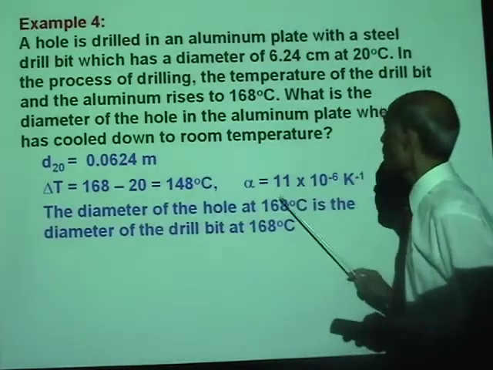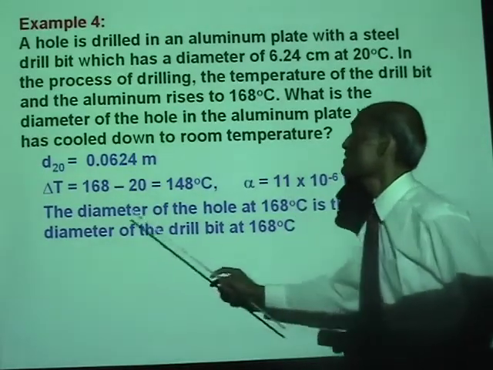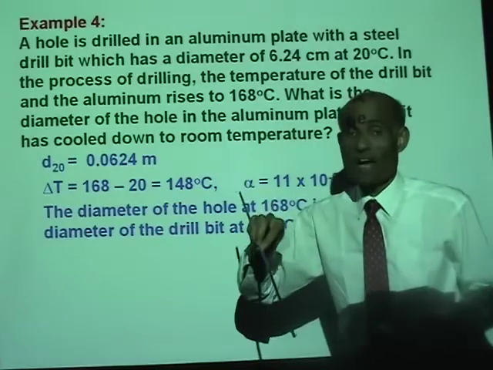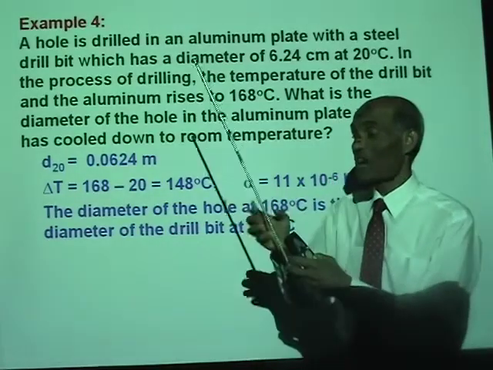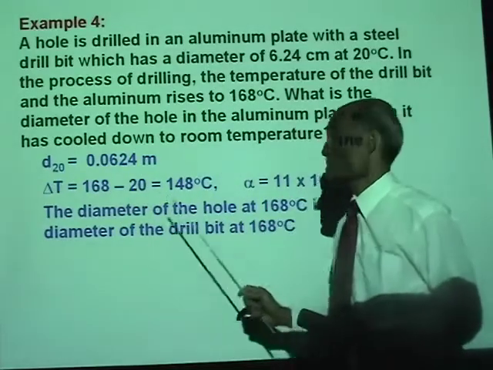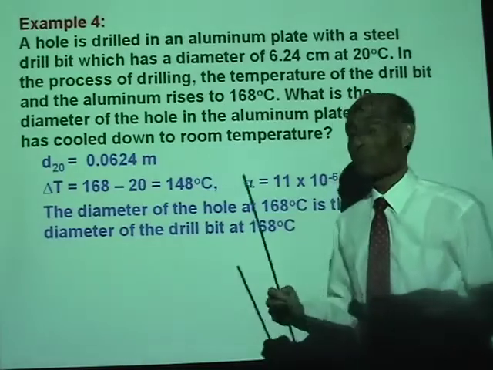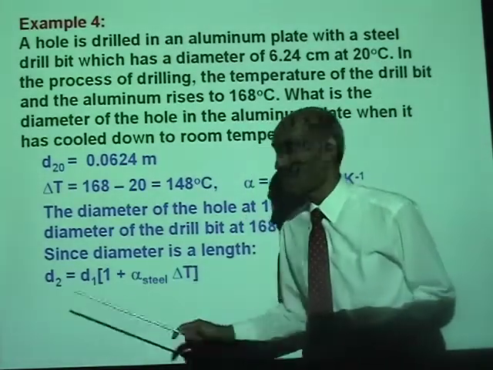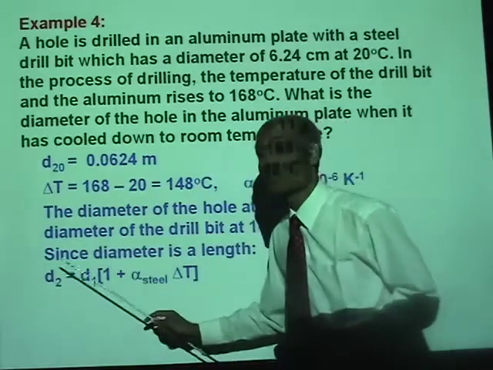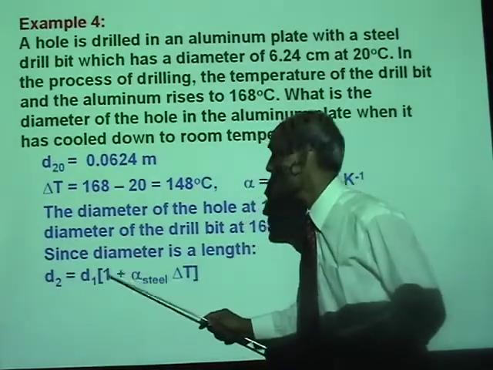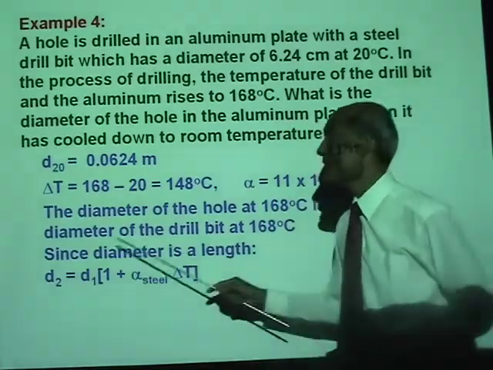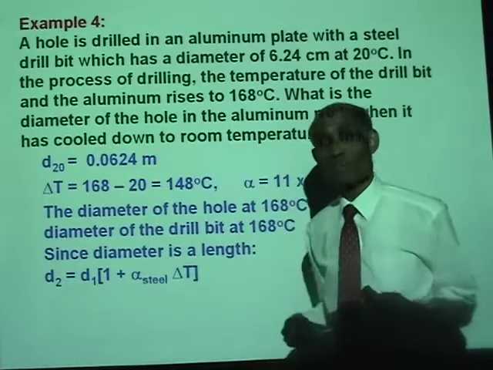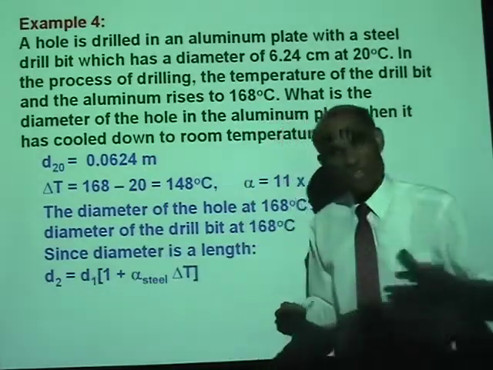So the diameter of the hole at 168 degrees Celsius is the diameter of the drill bit at that temperature. Remember, we are not finding the diameter of the hole now. We are finding the diameter of the drill bit at the higher temperature. That's why we are using alpha for steel. Since the diameter is a length, I can write D2 equal to, or you can read it like this, L2 equal to L1 times 1 plus alpha delta T, where L2 is the diameter at the higher temperature and L1 is the diameter at the lower temperature. We will use D2 and D1 for the diameter.